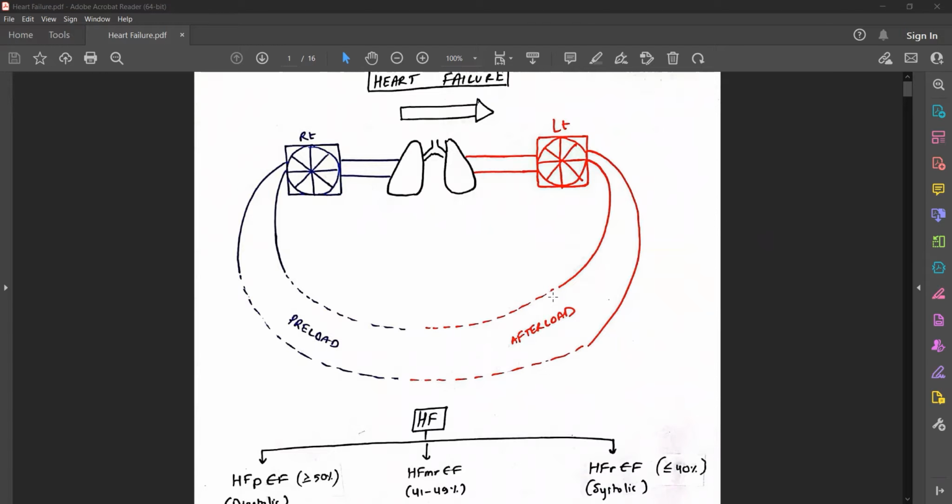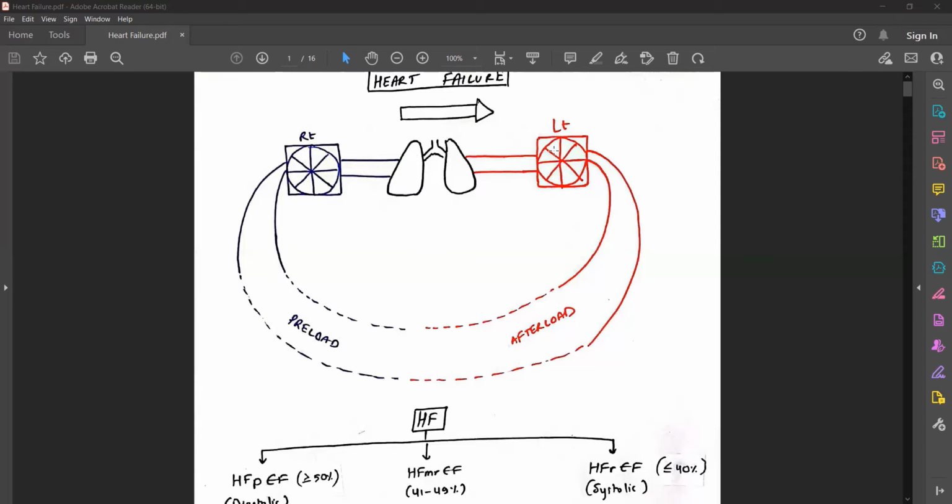So today's discussion is on heart failure. Now, what is heart failure? As per the books, heart failure is a disorder in which the heart is not able to pump blood to meet the demands of the body. But to understand this for practical purposes, I've drawn this diagram over here.